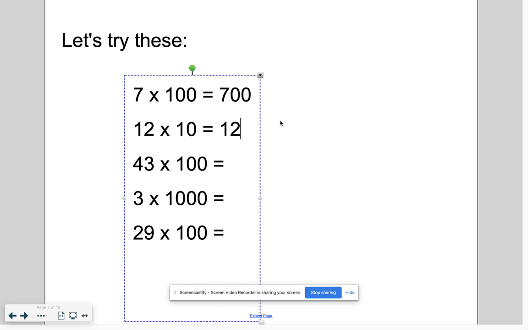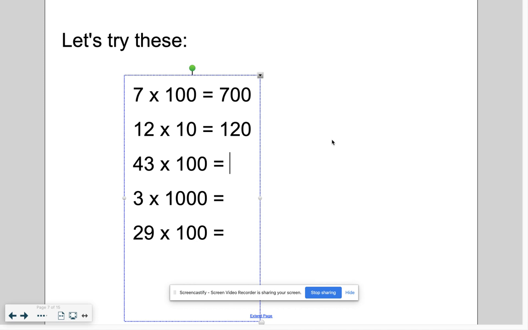If I start with my 12, I'm going to add the 1 zero from the 10. It's going to be 120. Okay, I'm going to let you do this one in your head. I'm going to give you a couple of seconds to try and do this one in your head to see if you can come up with an answer.